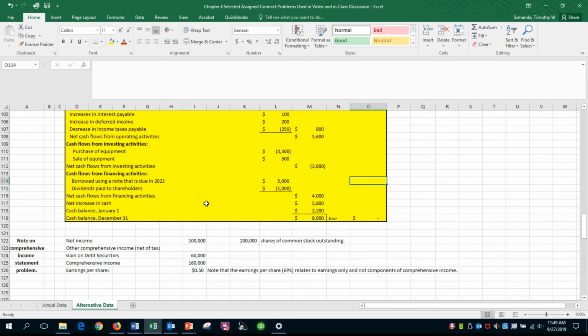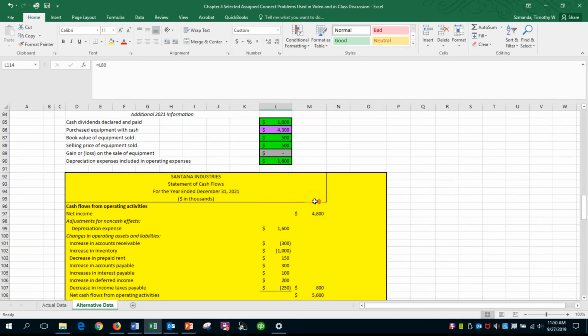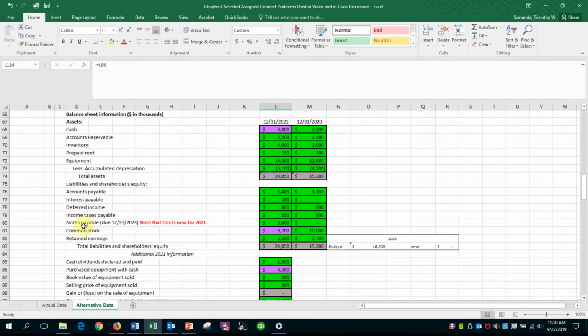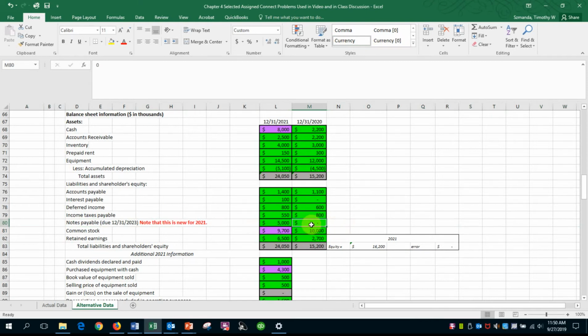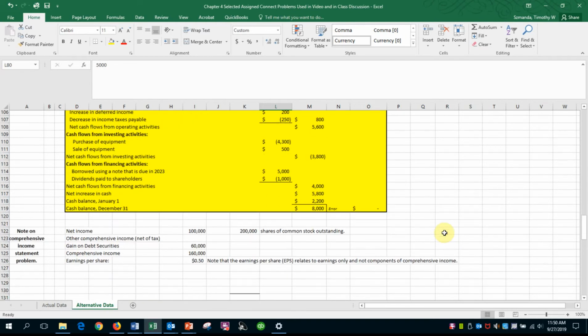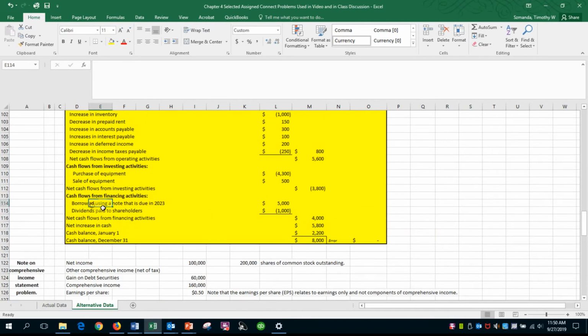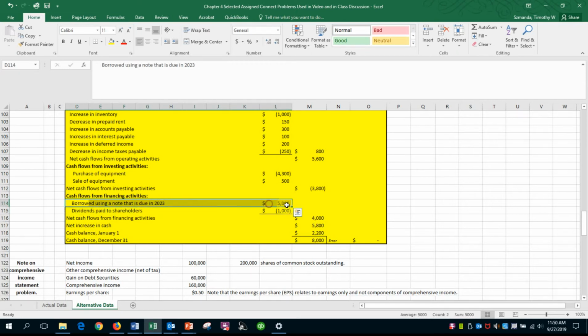Finally, the financing activities. We borrowed money using a note, and how do we know that? We borrowed the $5 million because if we come up to notes payable, we see that we had no note outstanding at the end of last year, but we do have $5 million this year. That means that that's going to be a positive to our cash flow because if, for example, a bank lent us money, we have $5 million more cash.